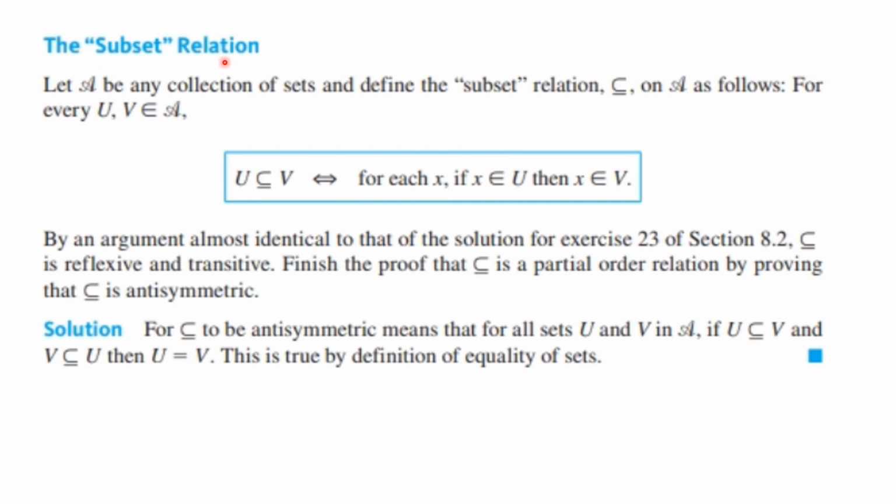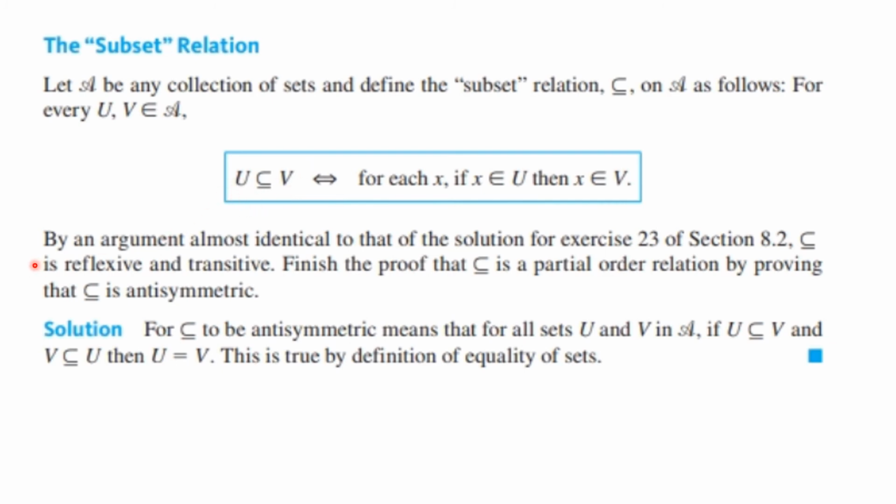Let's talk about the subset relation. So we have script A, any collection of sets. This is a collection of sets, and we define the subset relationship, as we talked about before, on A as follows. For every u and v in that collection of sets, we say u is a subset of v if for each x in u, x is also in v. That's the definition we had before.